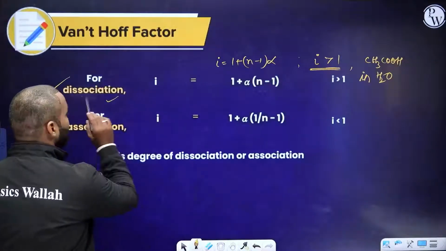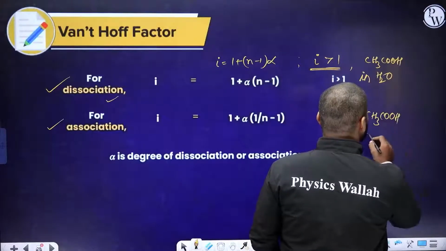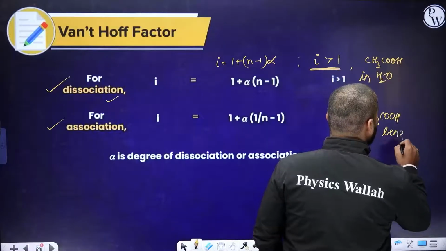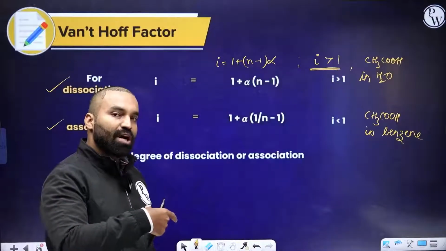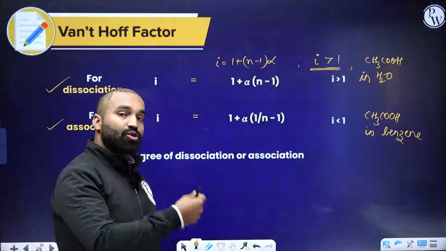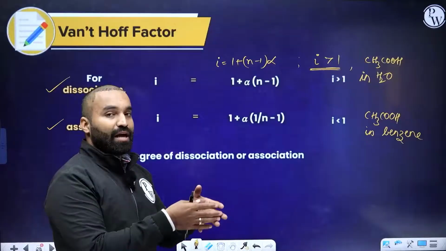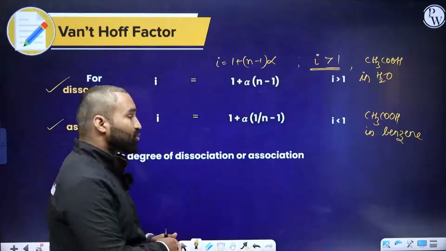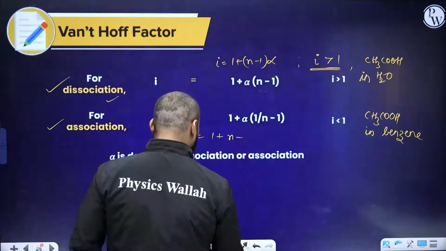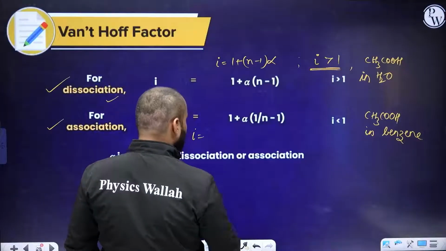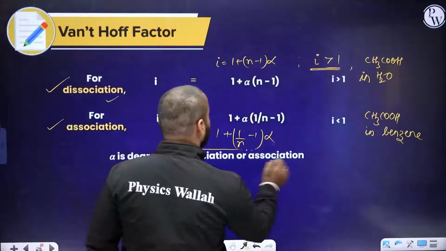And if association is happening, for example, acetic acid, once again, very important, in benzene undergoes association; it undergoes dimerization. So the molecules that you took in the beginning were two, but after association, during the course of the reaction, the two acetic acid molecules are dimerized, and now the number of molecules is reduced to half. So for that case, the i value will be equal to 1 + (1/n - 1)α. Very, very important formulas you need to remember.